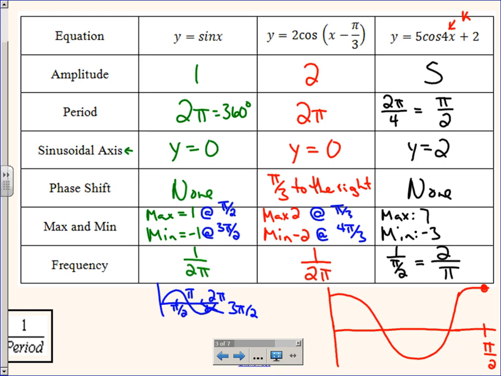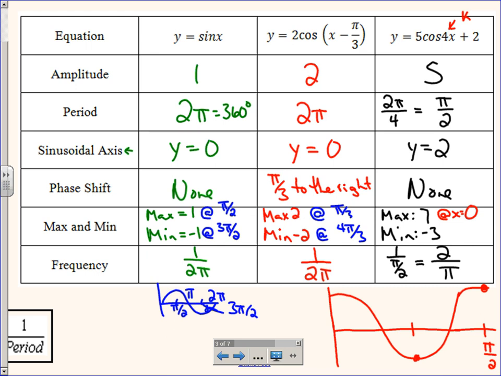I know the graph completes by pi by 2 units. There was no phase shift, so I don't have to worry about it moving left or right at all. I'm wondering when that minimum occurs. Maximum's easy here, isn't it? The max is going to occur at x equals 0, because there was no phase shift. So with the cosine graph, it starts at x equals 0. But that minimum is right here.